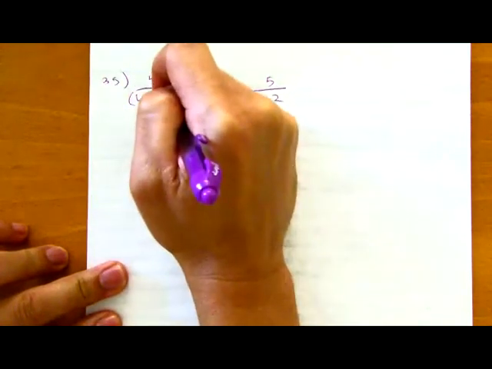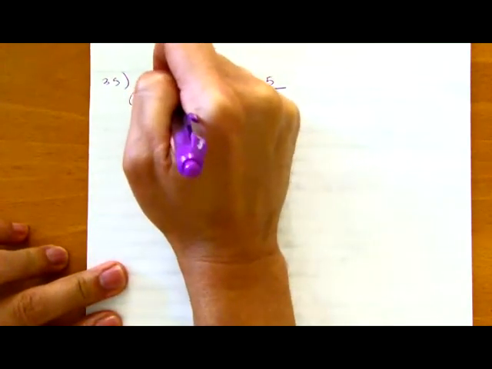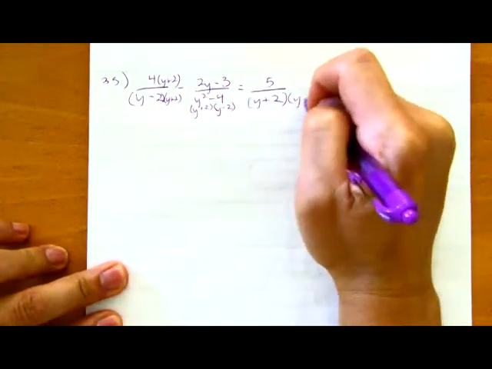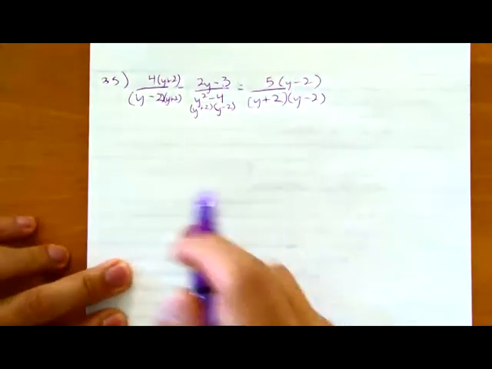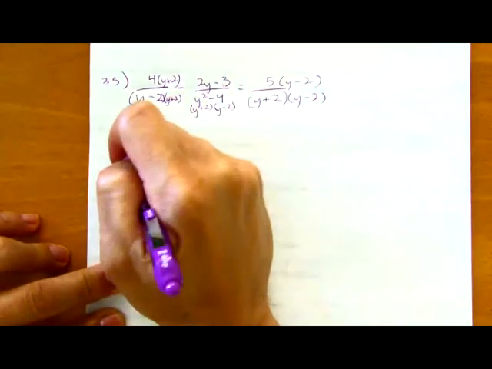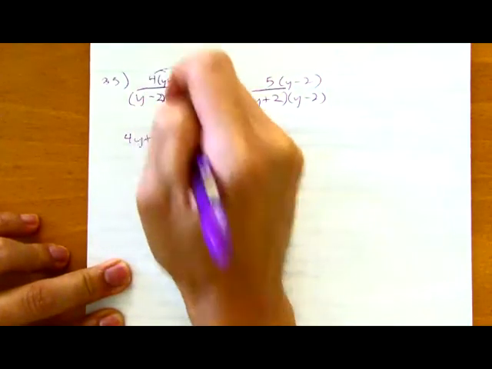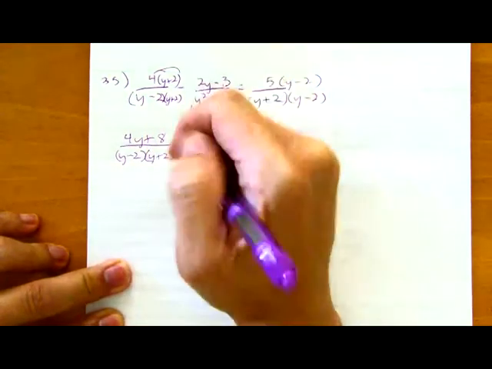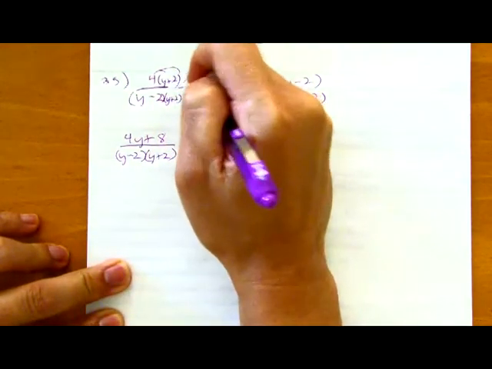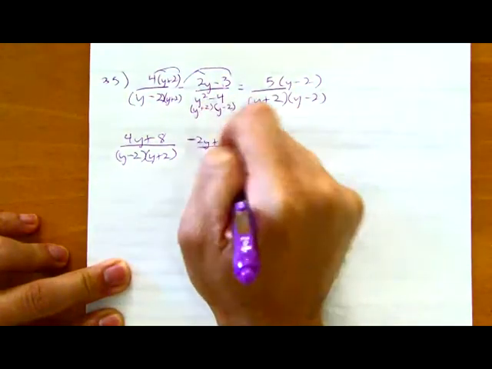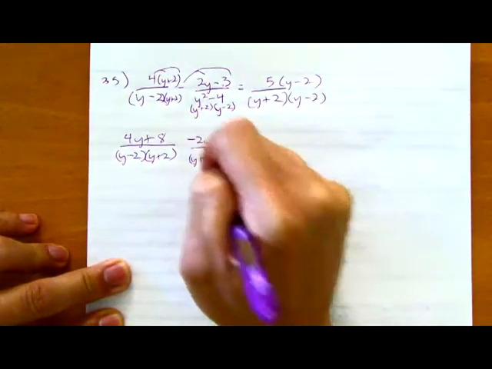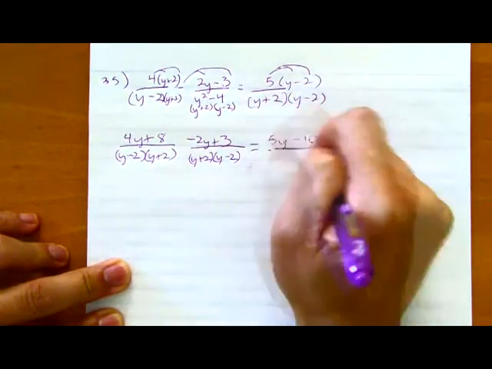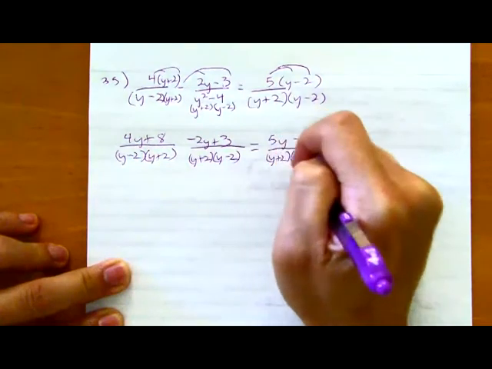Okay, so if we look at all the different denominators, this denominator is missing a factor of y plus 2. So multiply top and bottom by y plus 2. This denominator is missing a factor of y minus 2. Okay, so 4y plus 8 over 2 parentheses, y minus 2 and y plus 2. I'll distribute the negative on this. So negative 2y plus 3 over the 2 parentheses, y plus 2 and y minus 2. I'll distribute the 5. 5y minus 10 over the 2 parentheses, y plus 2 and y minus 2.